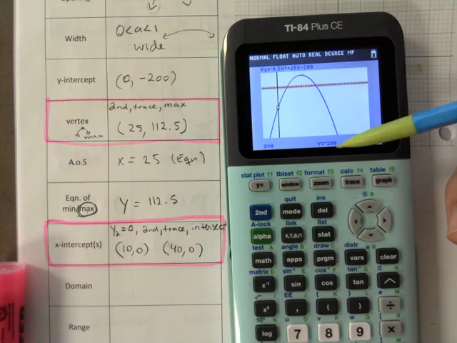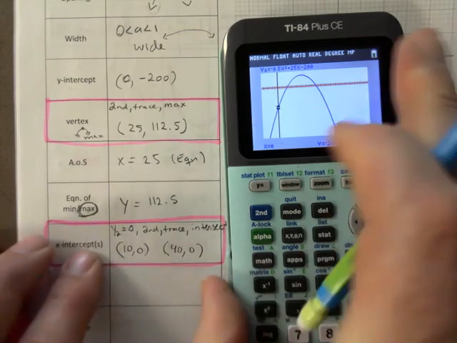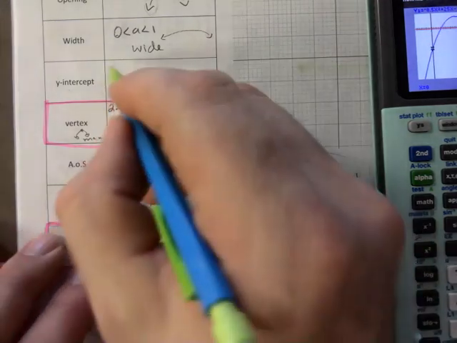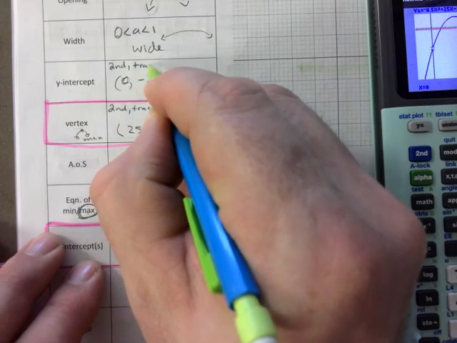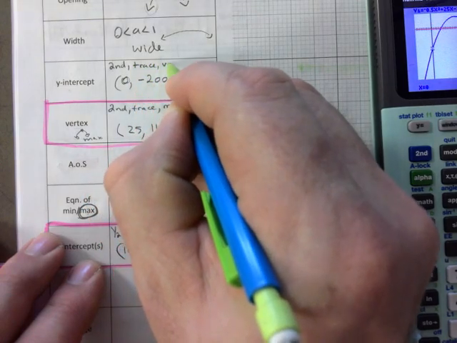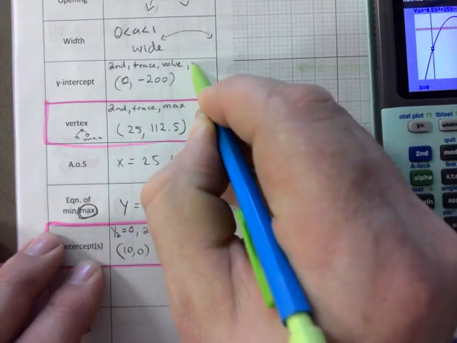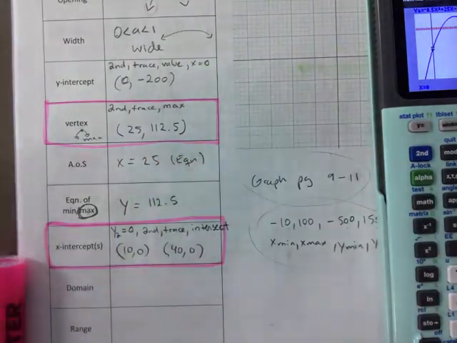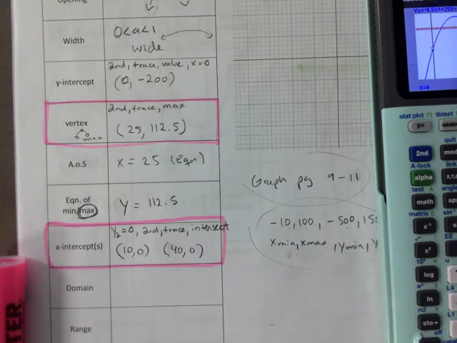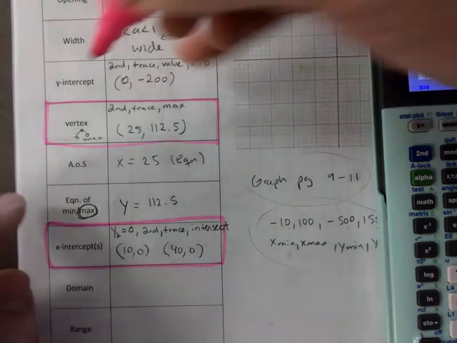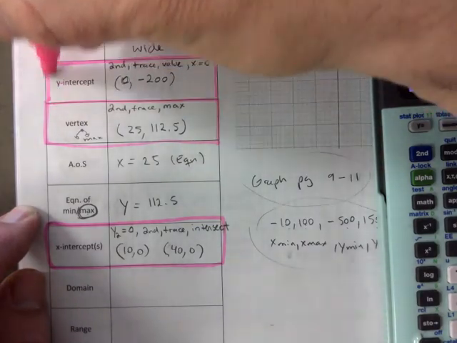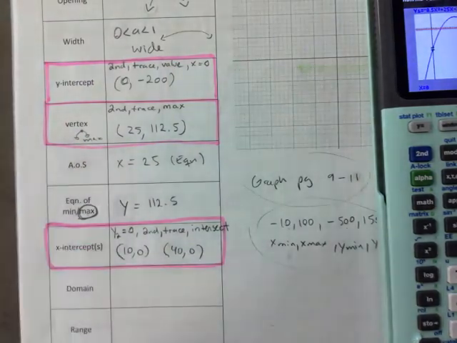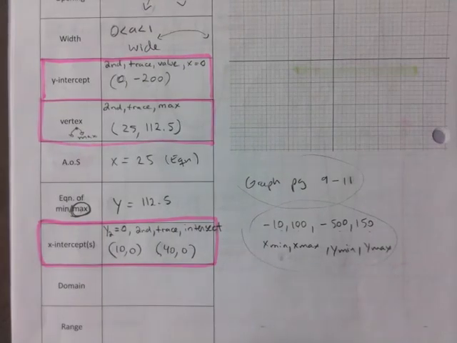So if you're ever not sure, just use the calculator. Okay? Because I won't know any better. So if you use the calculator, just say it's second trace value, x is equal to 0. That's all I need to see. And then you're good to go. So since we used our calculator, I'm not going to highlight that as well. So those are the 3 items that you must have to graph a graph properly, to sketch it properly.